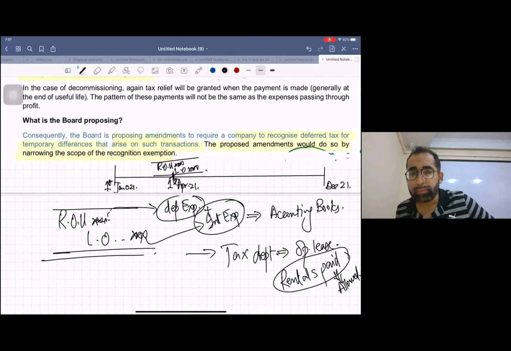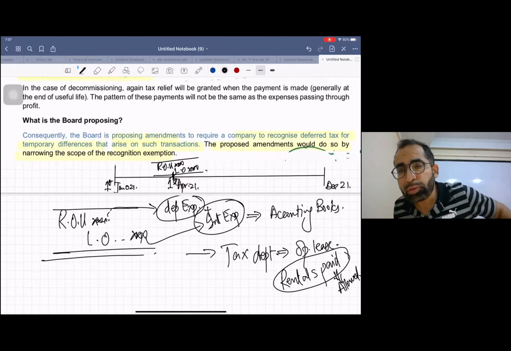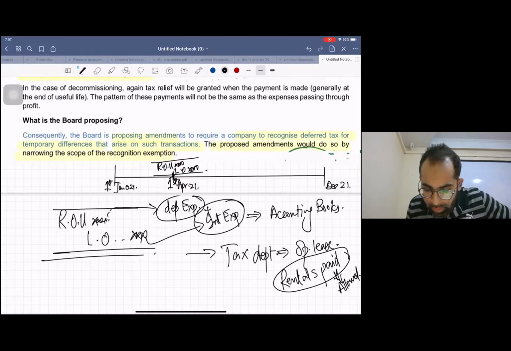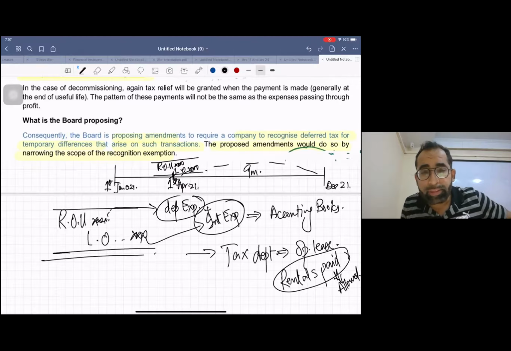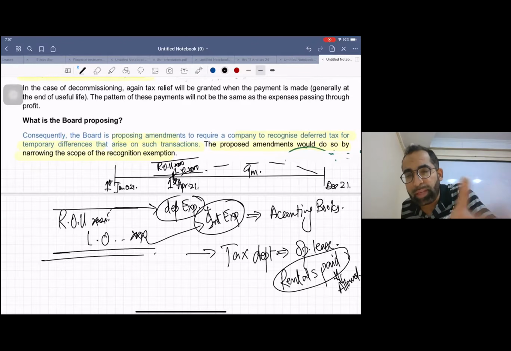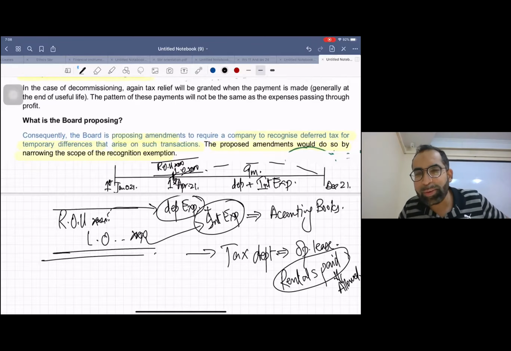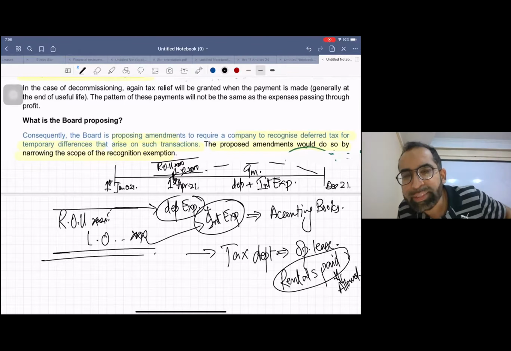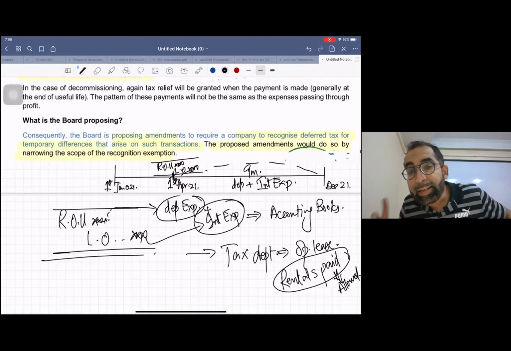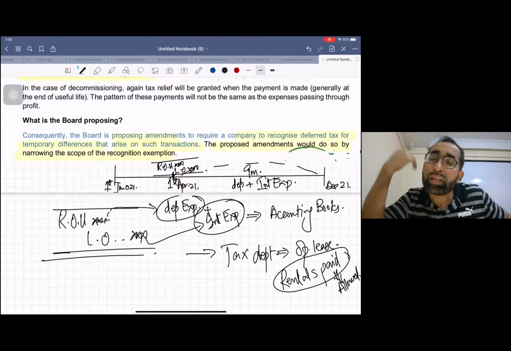Now just use your brain. When you have taken the asset on lease on 1st April 21, that means you have used this asset for 9 months, April to December. So obviously you need to book depreciation plus interest expense for these 9 months in accounting books, right? But let us say you are paying rentals next year, one year in arrears. There is a possibility you pay rentals one year in arrears.